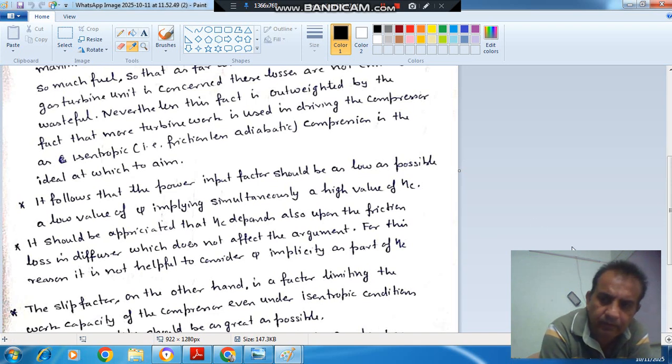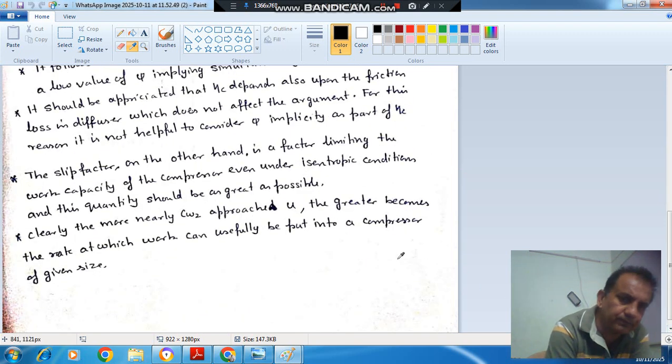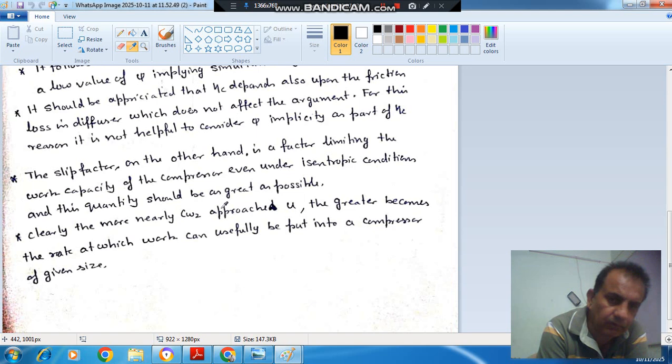Okay. Next is your slip factor. So slip factor is the ratio of Cw2 to U. Okay. So for higher slip factor, we have to supply less amount of work. Or, for higher slip factor, Cw2 will approach U.